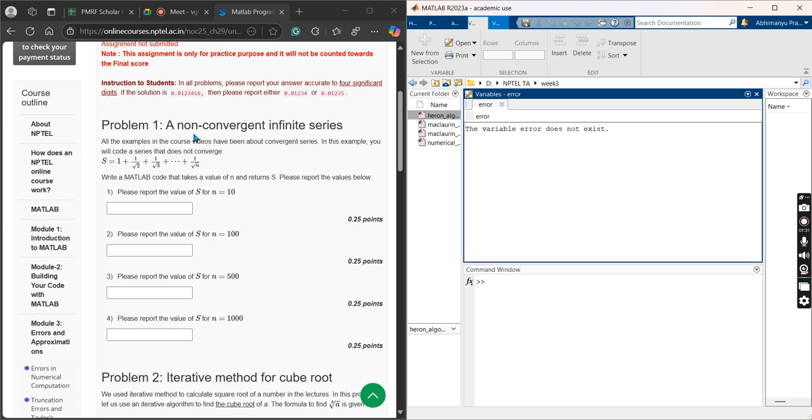So first, problem 1, a non-convergent infinite series. All the examples in the course are non-convergent series. In this example, you will see a code. We will code a series that does not converge. Write a MATLAB code that takes the values of n and returns s. Please record these values below.